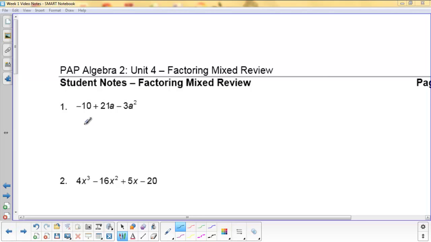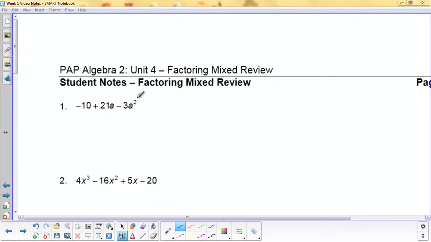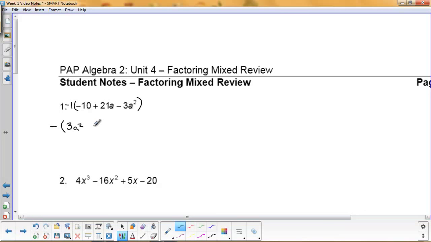So the first thing I'm going to recognize here is that this is written out of order. It's just written backwards. And the reason is that the coefficient of the a squared term is negative. So the first thing I'm going to do is factor out that -1. And that's going to give me negative times 3a squared minus 21a plus 10. Now it's more familiar to me, and I'm going to draw that little x there.